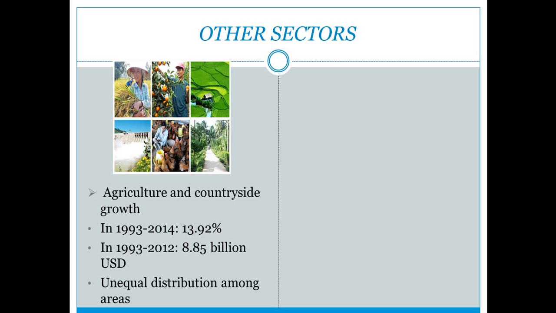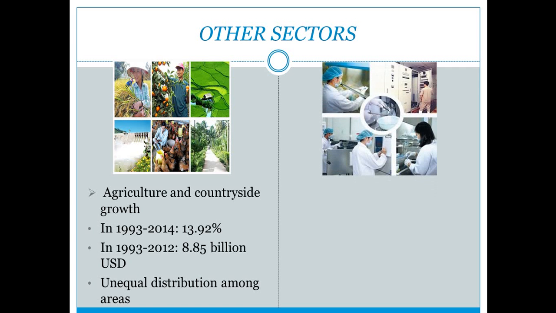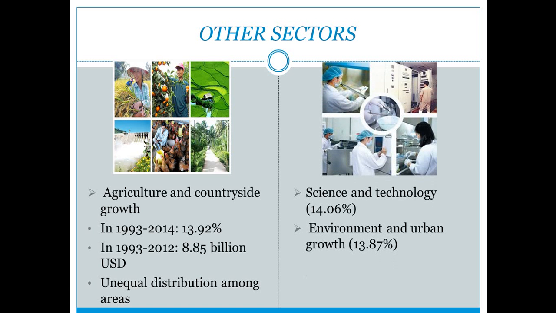And lastly, other sectors. Science and technology, environment and urban growth are also economic sectors which have received ODA, with percentages of 14.04 and 13.87 from 1993 to 2014. Almost all cities and towns have had new construction, renovation, and extension of water treatment systems. Information technology, biology technology, material technology, and so on have been improving.